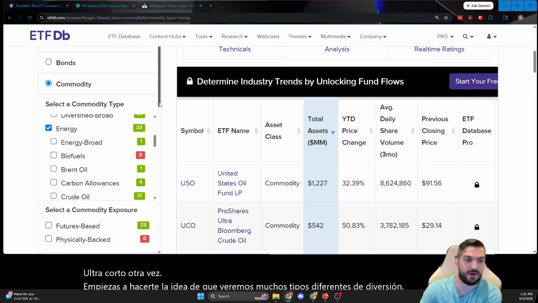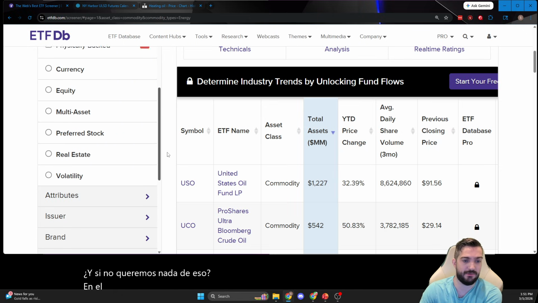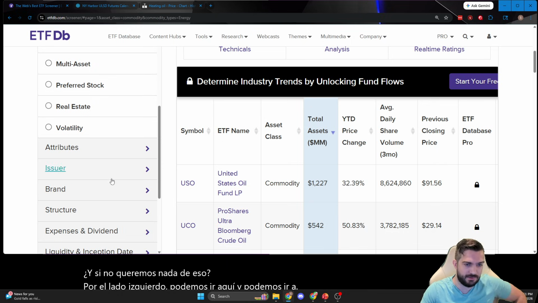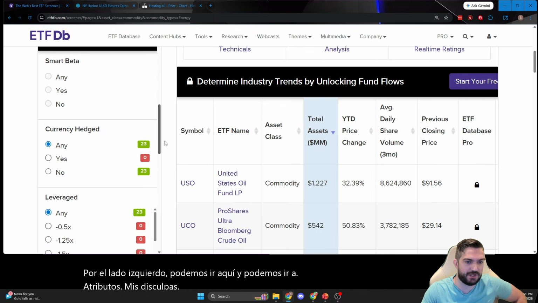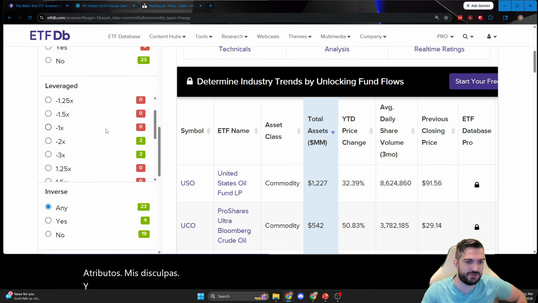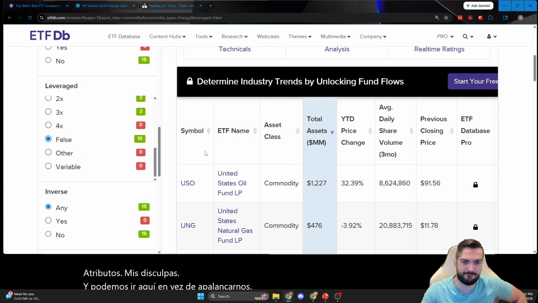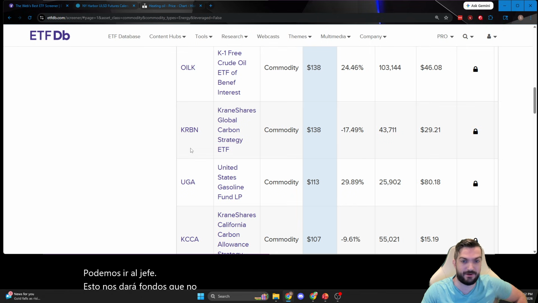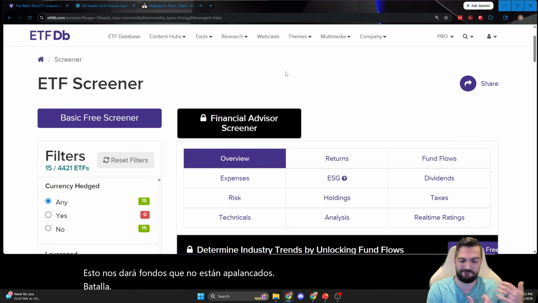And if we don't want any of that, on the left side, we can go to attributes, my apologies. And we can go here, instead of leveraged, we can go to false. This will give us funds that are not leveraged at all. So that is an overview of commodities.